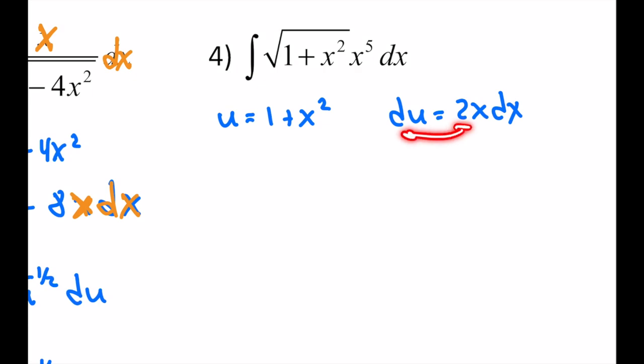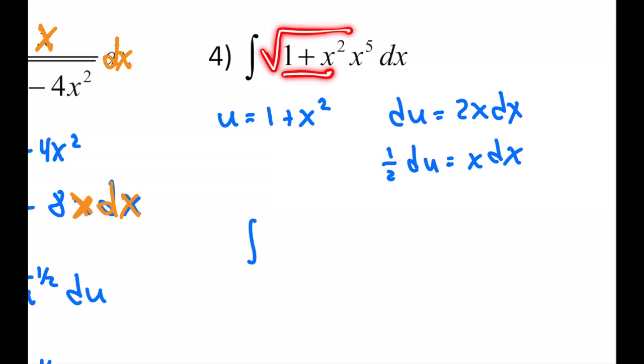I'm going to get rid of that 2 over the other side. So I've got 1/2 du is equal to x dx. And now we'll make our substitution. You can see I'm getting really excited about this. This is going to be 1 plus x squared to the 1/2 power. So it's going to be u to the 1/2 power. I've got a constant 1/2 outside from there.